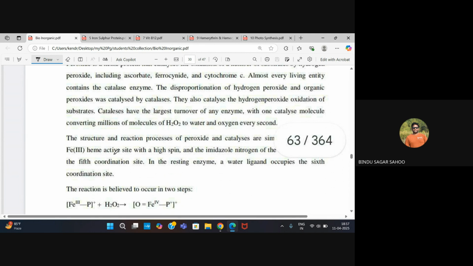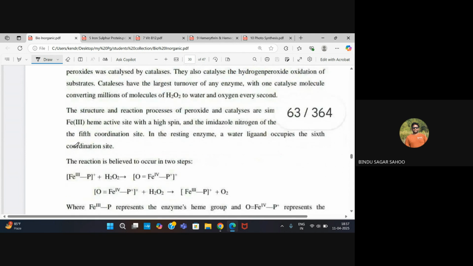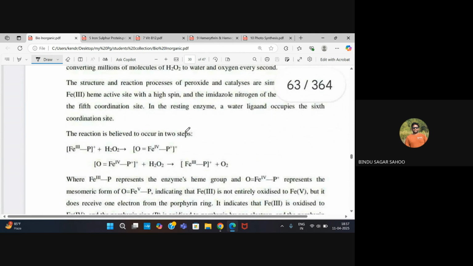And on the active side of peroxidase and catalase, iron 3 plus ion is present. Or I can say on the heme active site, an iron Fe3 plus high spin complex is present. Okay, and the whole process is believed to occur in two steps.